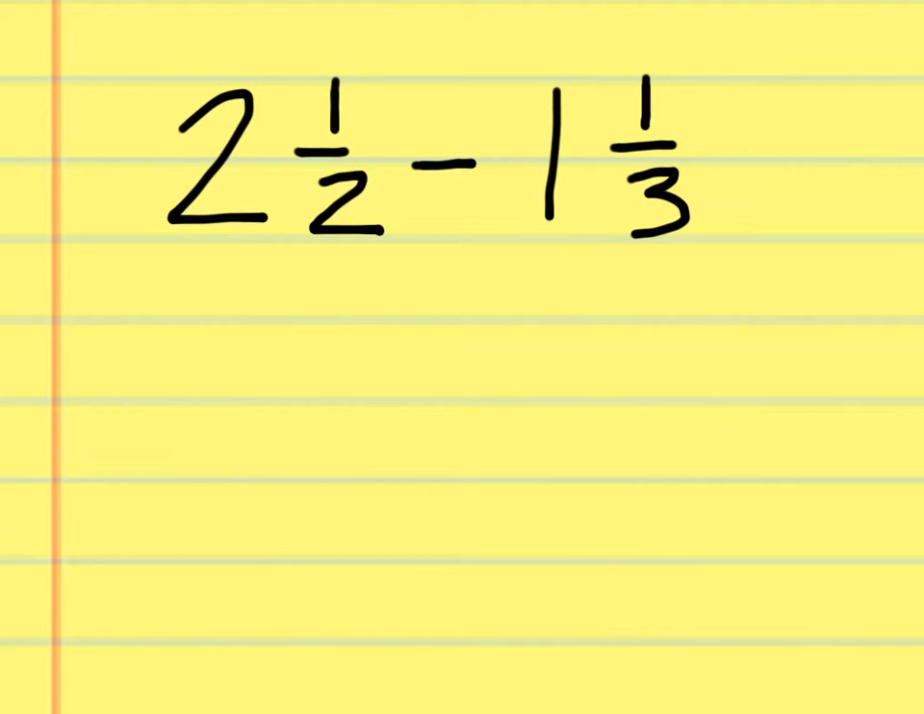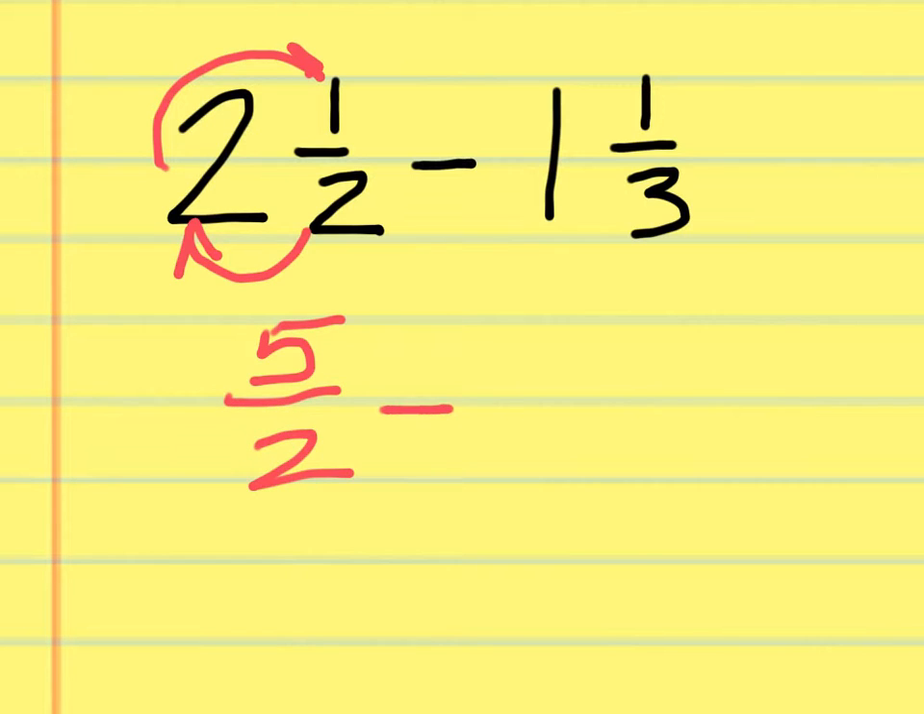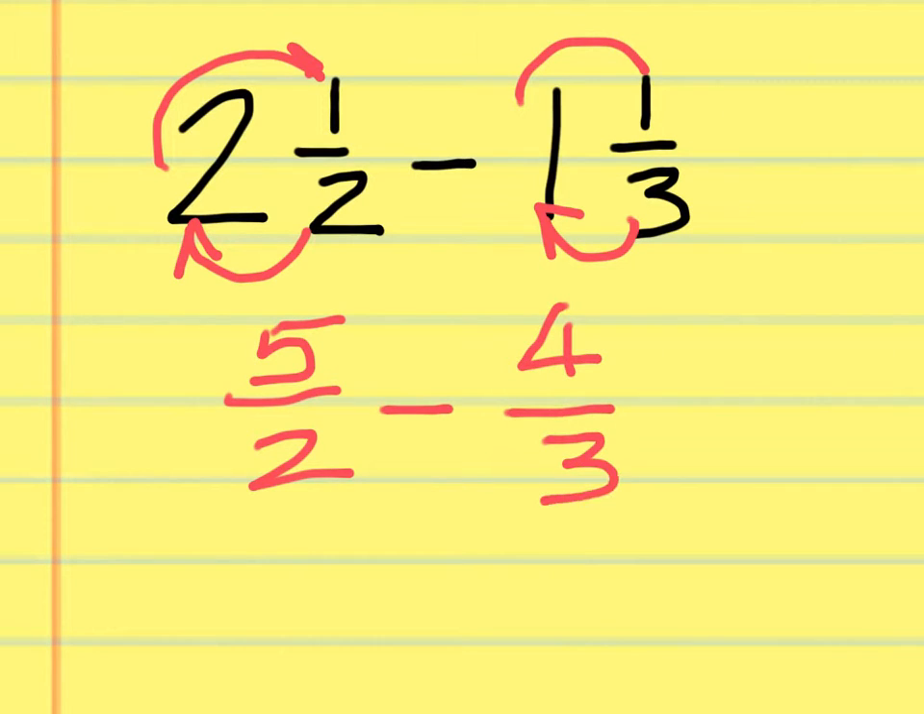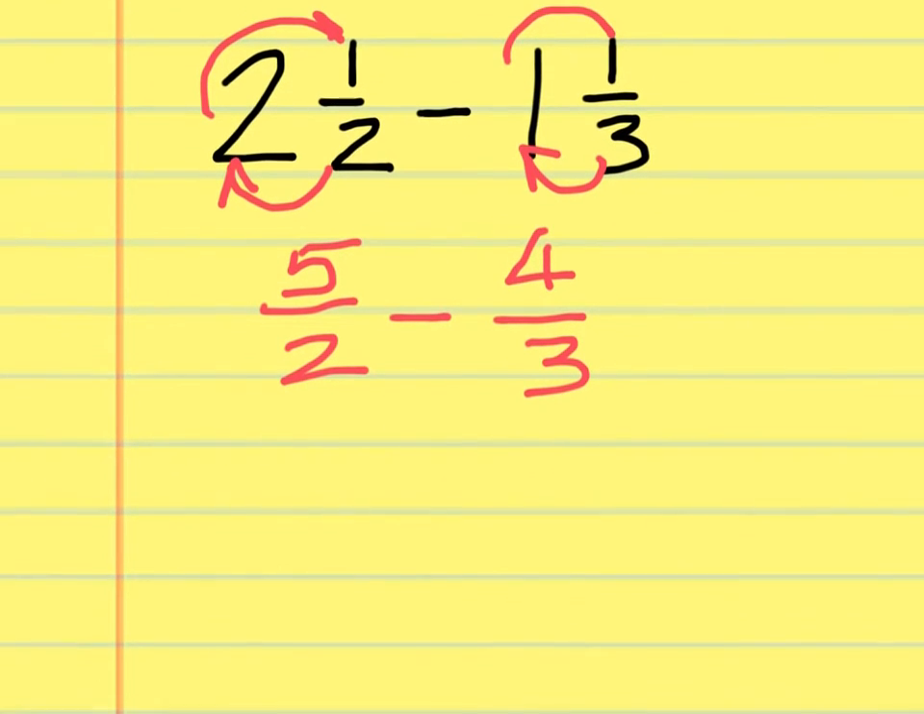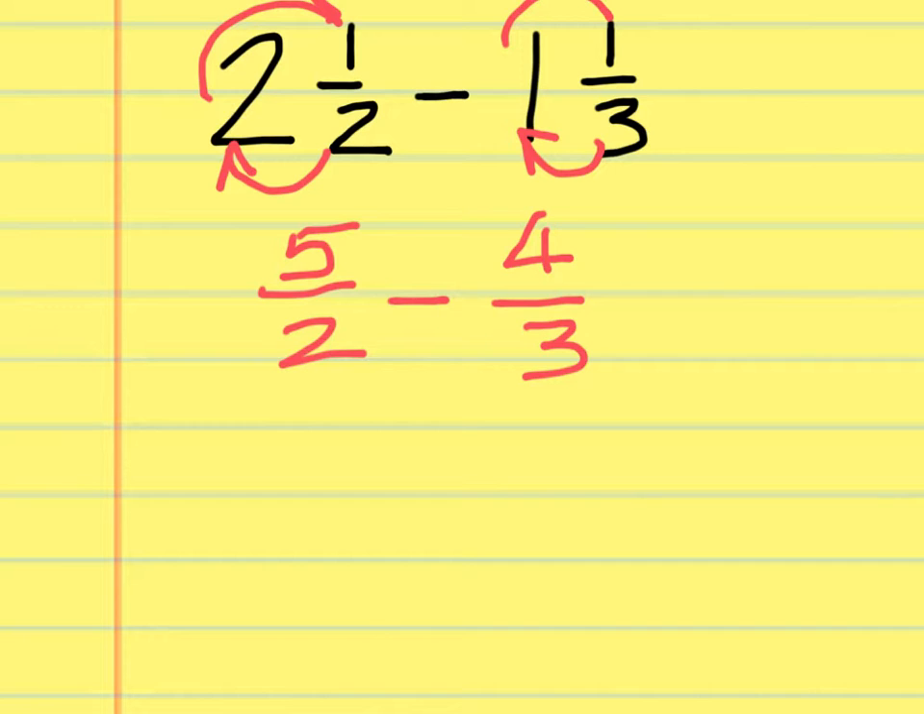2 1/2 minus 1 1/3. Change these both to improper fractions. What's 2 times 2? 4. What's 4 plus 1? So 5 over 2. 3 times 1 is 3 plus 1, 4. Okay, so now they're both improper fractions. What is the common denominator between 2 and 3? 6.